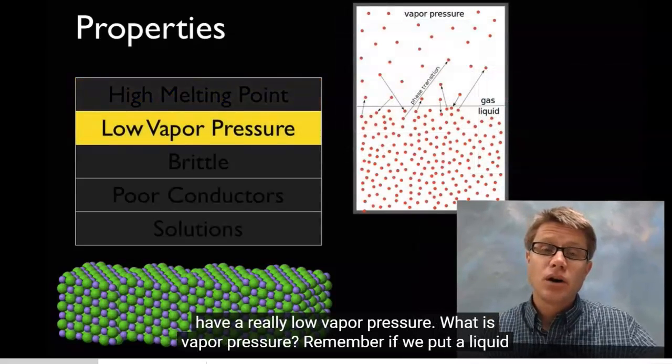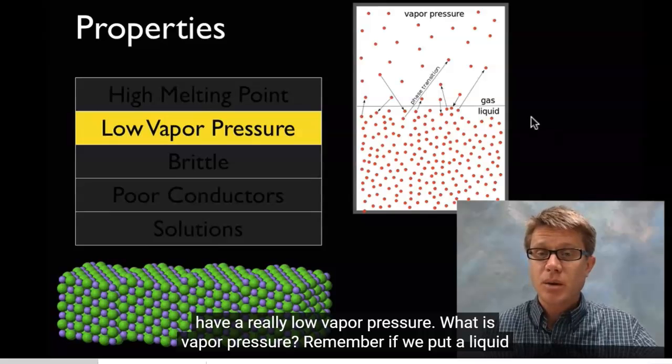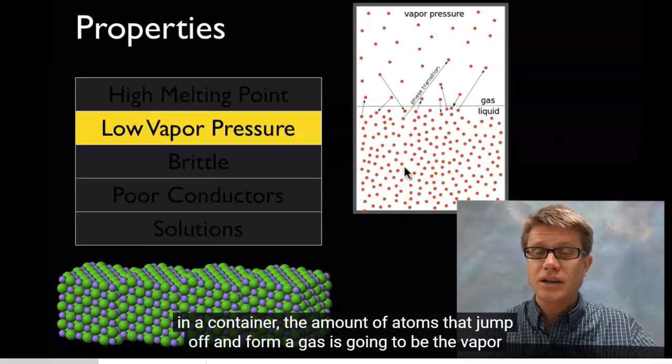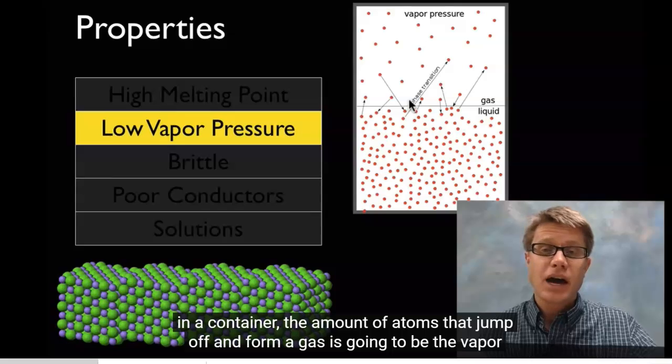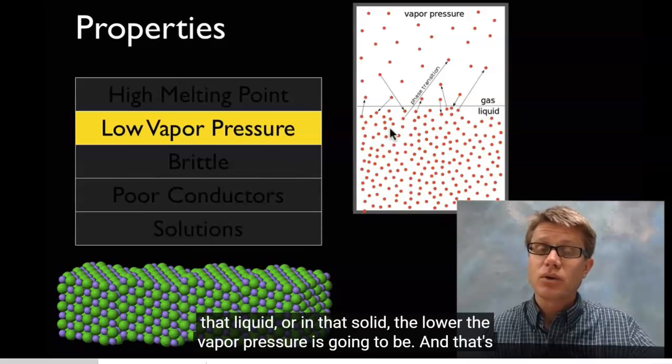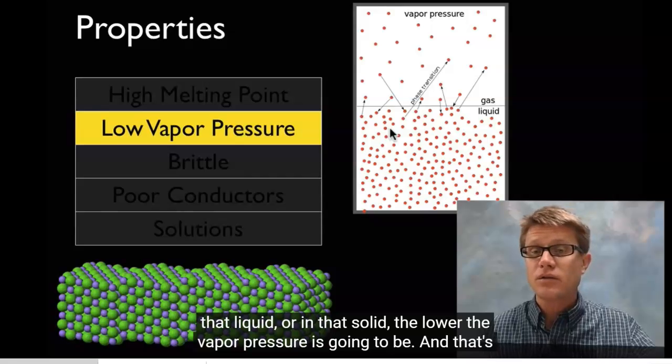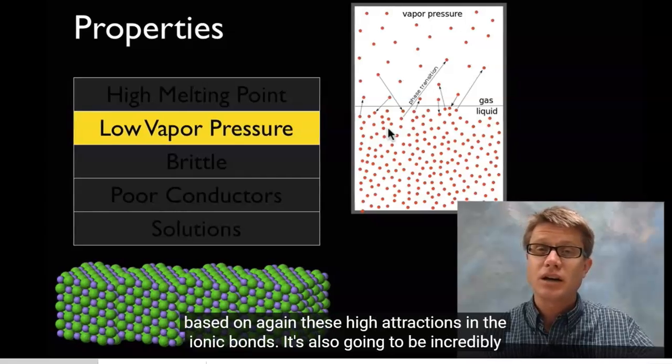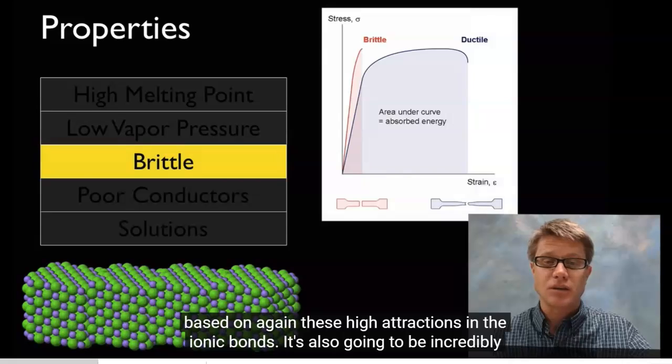They also have a really low vapor pressure. What is vapor pressure? Remember, if we put a liquid in a container, the amount of atoms that jump off and form a gas is going to be the vapor pressure as they exert vapor pressure. And so remember, the greater the forces are in that liquid or in that solid, the lower the vapor pressure is going to be. And that's based on, again, these high attractions in the ionic bonds.